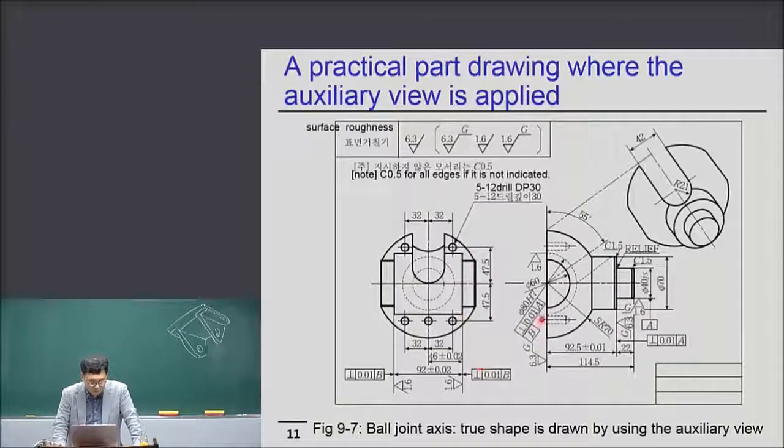Right. Now the perpendicularity of this surface to B is what? B is this axis, and this perpendicularity is 0.01. Now, see? All the geometric tolerance, dimensional tolerance, and surface roughness are added, and it makes a very excellent practical part drawing. Okay, please take it as your example.